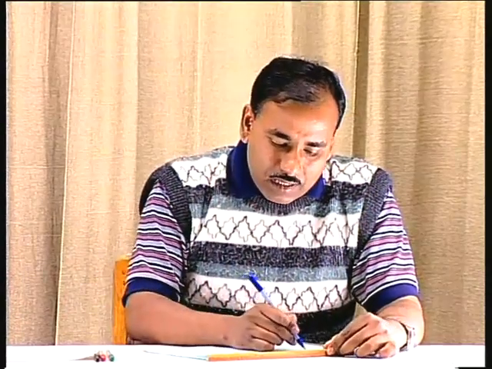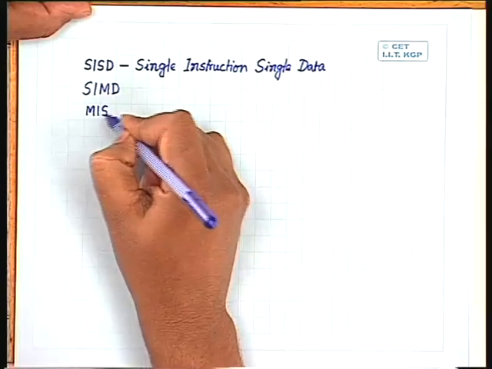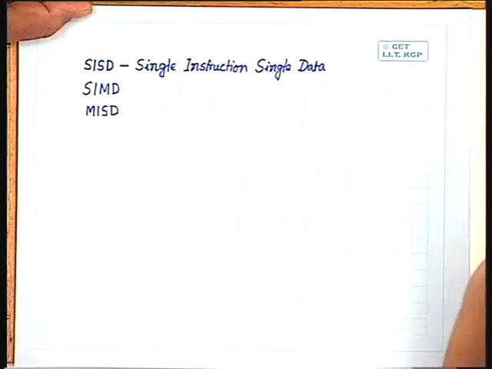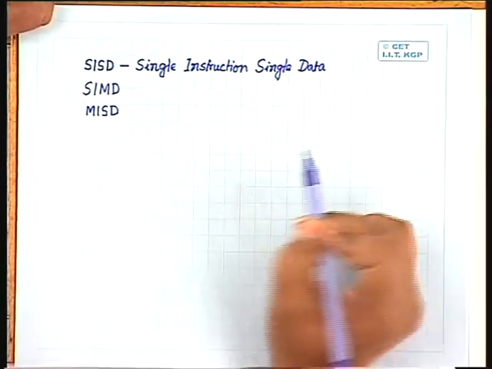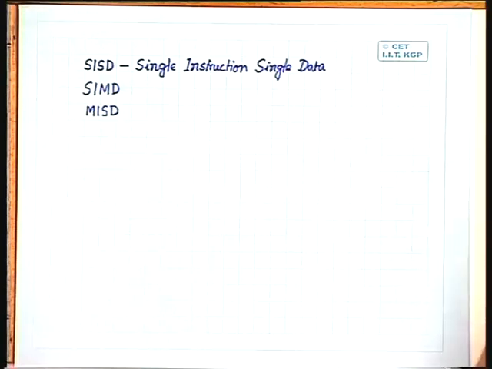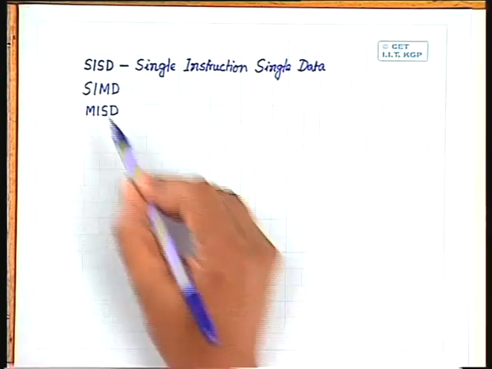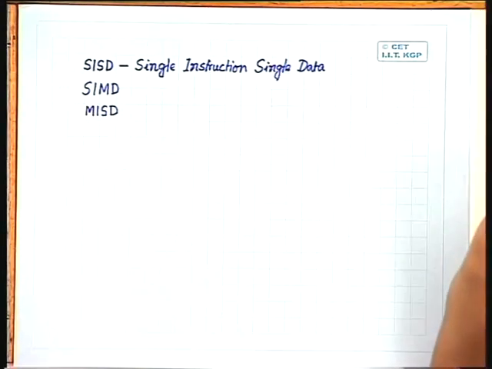We can have other kinds of architectures like MISD, that is multiple instruction single data, and this is mostly of theoretical importance, because getting an application where more than one operation is applied on the same data simultaneously is hardly possible. But for completeness, we assume that there is some architecture called MISD, or multiple instruction single data.